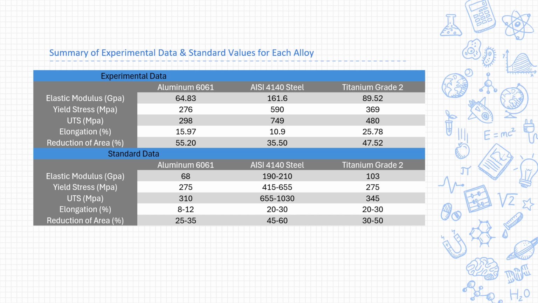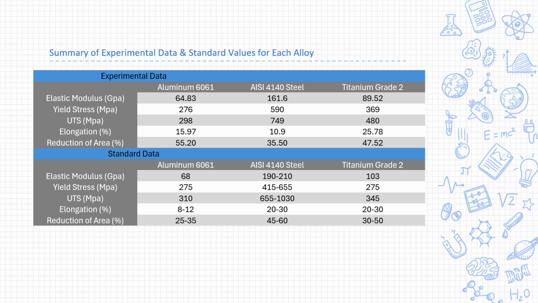So, looking at our experimental data compared to the standards, we did notice a few key differences. For elastic modulus, our values for aluminum 6061 and titanium grade 2 were slightly lower than the standard, and for the 4140 steel, the modulus was on the lower end of the range. In terms of yield stress, aluminum and titanium closely matched the standards, but the steel was on the higher side at 590 megapascals. For ultimate tensile strength, all of our results were slightly below the standard values.